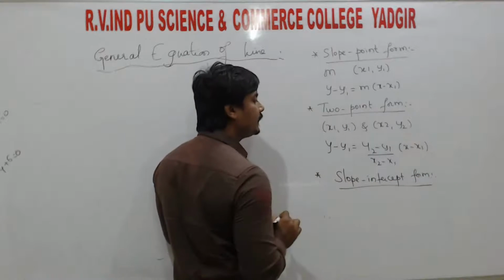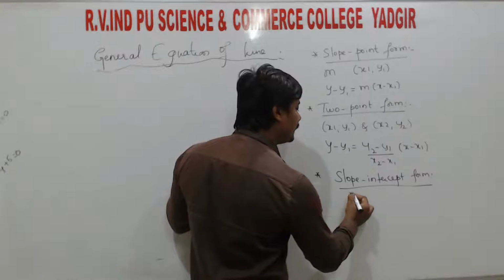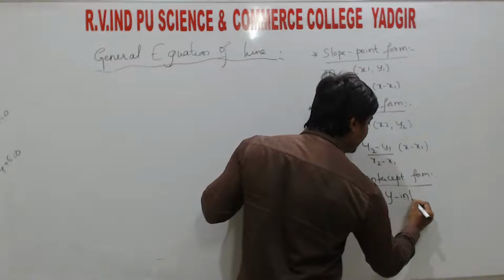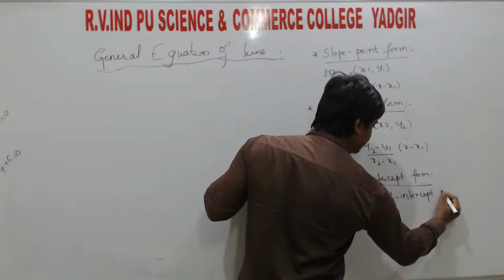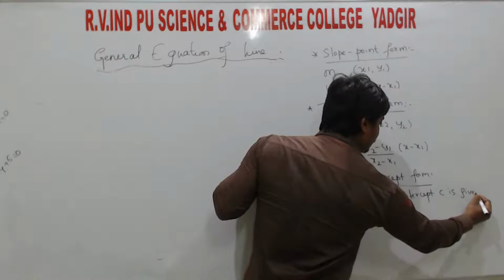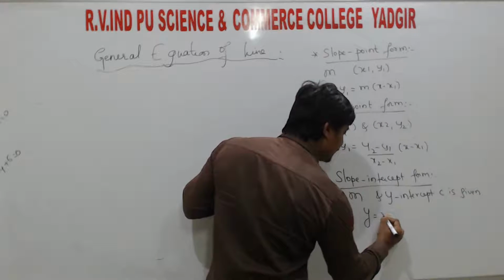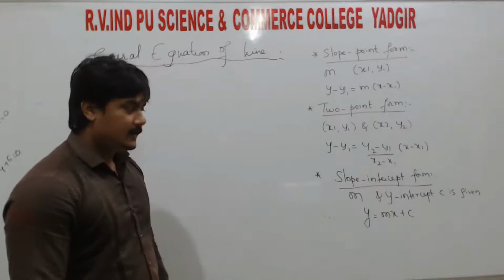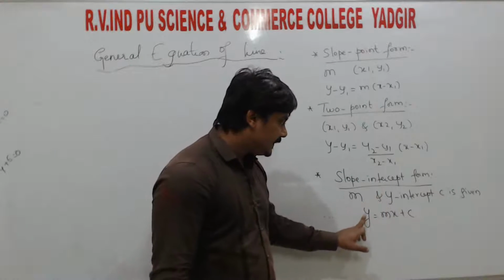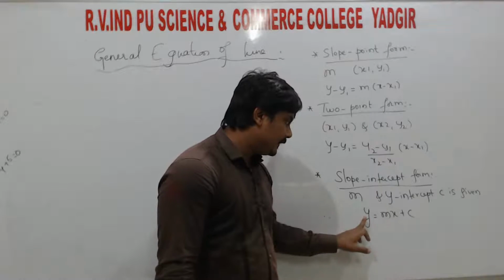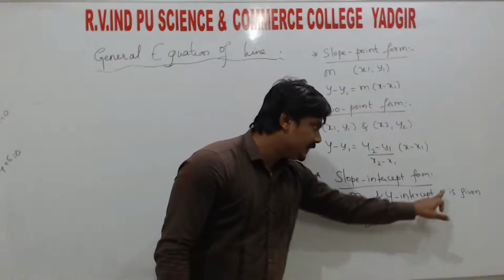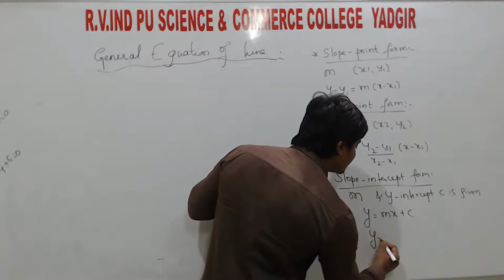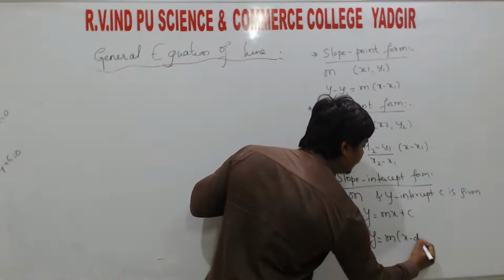So when do I use this particular form of straight line equation? When the slope of the line is given and the y-intercept c is given. So what is the equation of a straight line, children? y equal to mx plus c. We use this equation y equal to mx plus c when we are given the slope m and the y-intercept c. Even if we use the x-intercept, we use this equation y equal to m into x minus c.